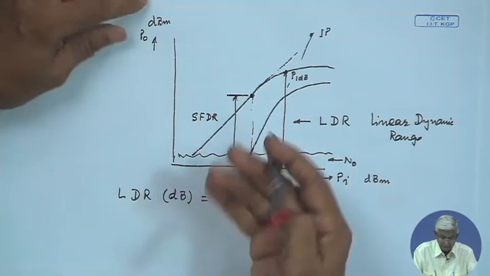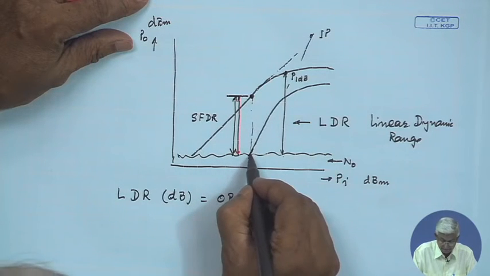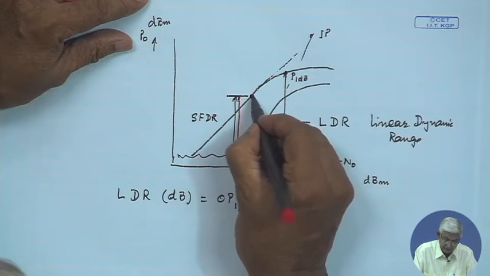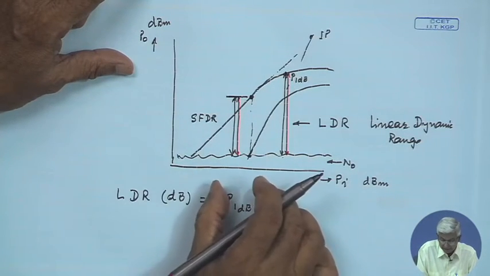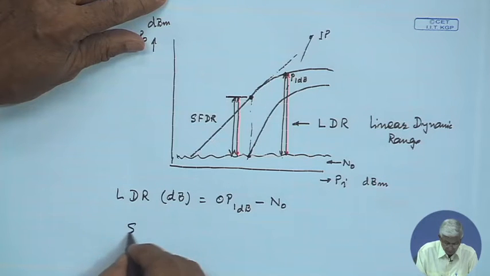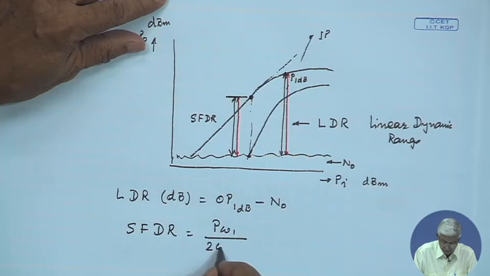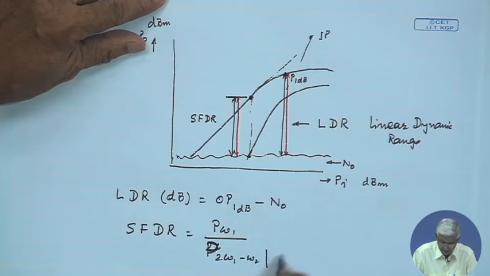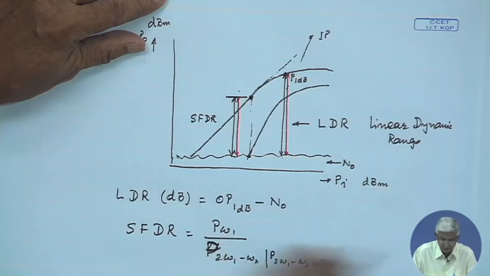I can color it. This one is spurious free dynamic range, where the spurious started coming in, from just that point to the linear dynamic range point, and this is the linear dynamic range from the output point of view. Same thing can be said in terms of input, but since we are talking about the amplifier, it is the output spurious free dynamic range. So, spurious free dynamic range is P omega 1 by P 2 omega 1 minus omega 2 at 2 omega 1 minus omega 2 when it becomes N 0. So, from N 0, this is given in ratio, it can be put into dB also.